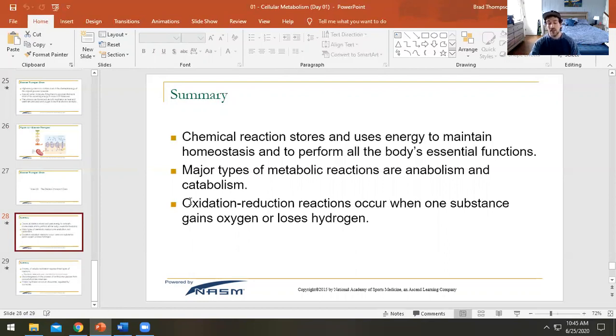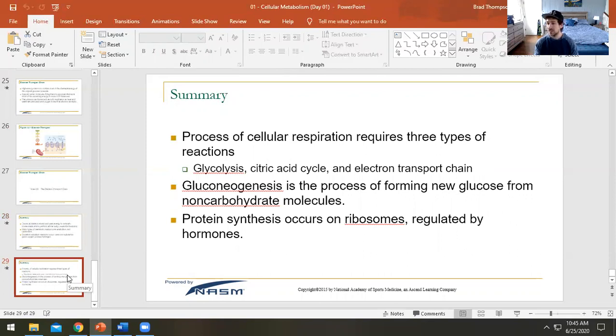And then this is all a series of oxygen reactions. We call those oxidation reduction reactions, and that occurs when you are either losing or gaining oxygen. The two examples of that are dehydration synthesis, when you are pulling water molecules out by removing oxygen and removing hydrogen, or the process of hydrolysis, where you are adding oxygen and adding hydrogen to split molecules apart.